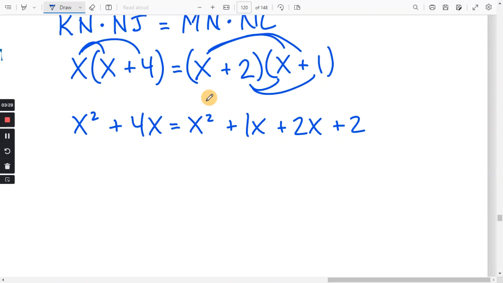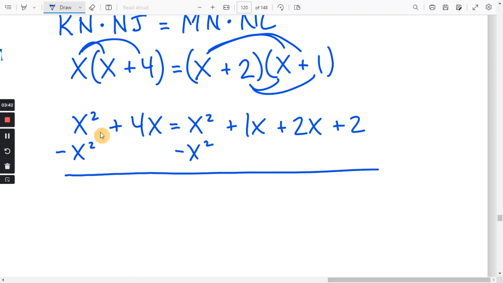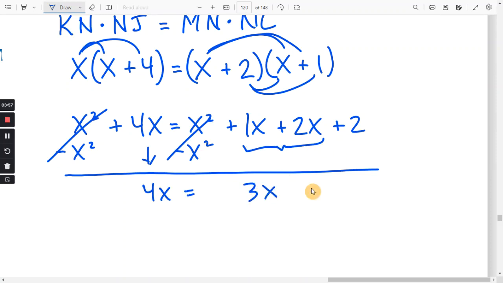I'm going to do two steps at once. We have an X squared on both sides. I'm going to get rid of that. The opposite of positive X squared is negative X squared. X squared minus X squared cancels on both of them. Bring down your 4X. Bring down the equals. Combine 1X plus 2X, that's going to give us 3X. And bring down the positive 2.